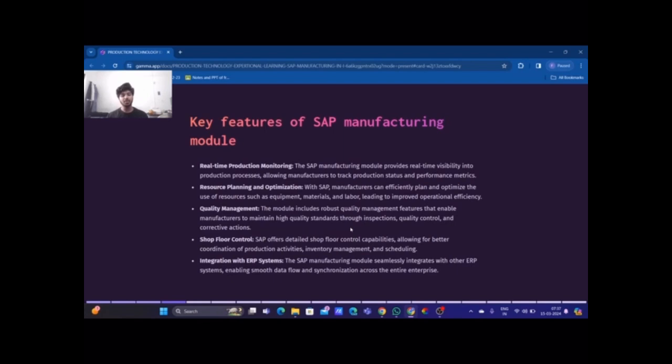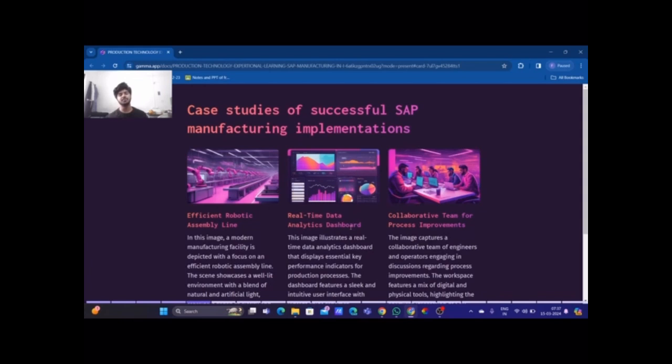In this, SAP offers detailed shop floor control capabilities to better coordinate the production. It allows better coordination of the products, the shops and activities, inventory management and scheduling. So it will help us with shifts and all. So I will talk about the next slide. In the next slide, we have taken some case studies of successful SAP manufacturing implementations from ChatGPT or Google.